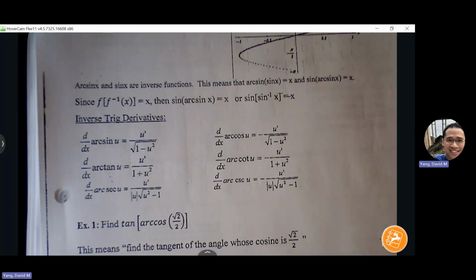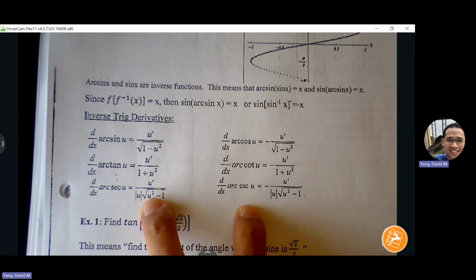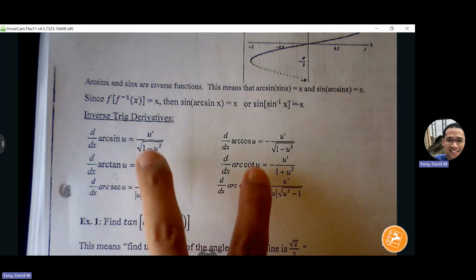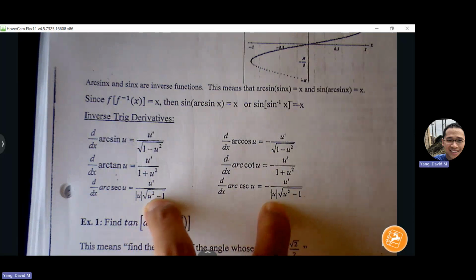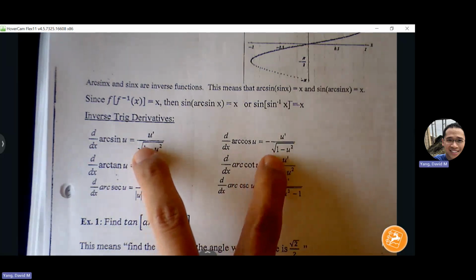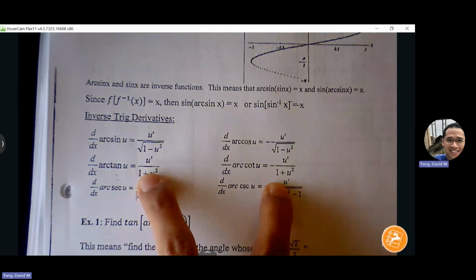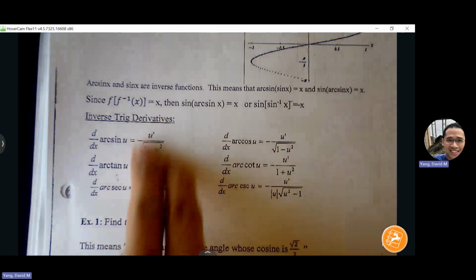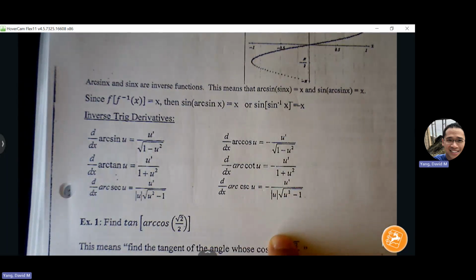Now, these derivatives look really complicated, and it looks like a mess to have to memorize. But I do want to point out that these are really only 3 rules. These look like 6 rules, but these are only 3 rules. What do you notice about arcsine and arccosine? Except for the fact that one's positive, one's negative. And same with arctangent, arccotangent. Same with arcsecant, arccosecant. If I know these 3, then I can copy down these 3 and just put a negative in front. Okay.